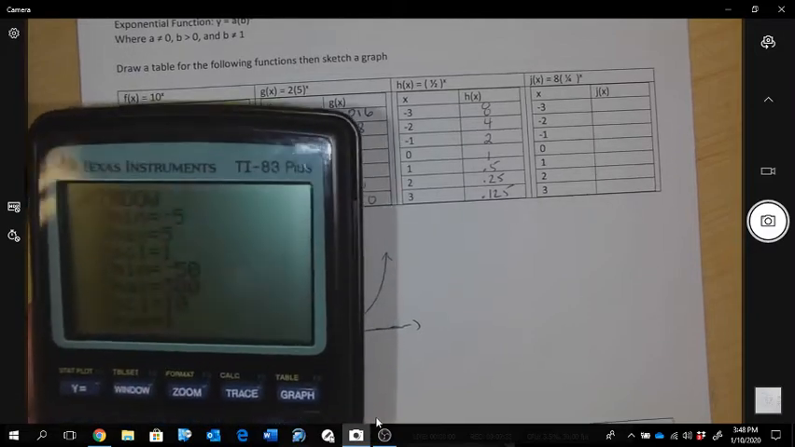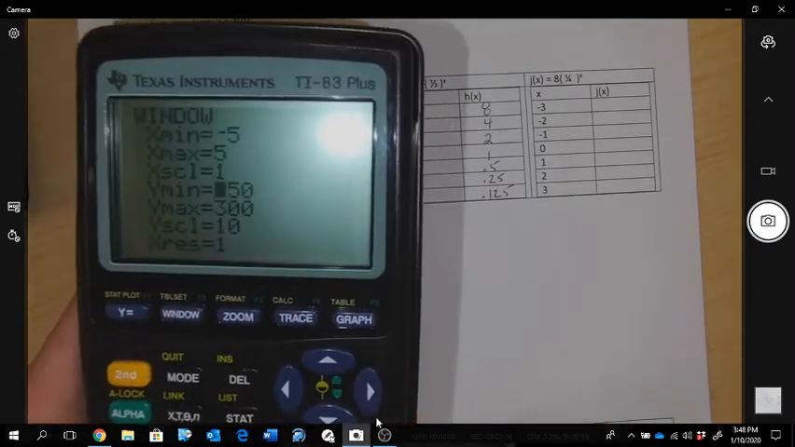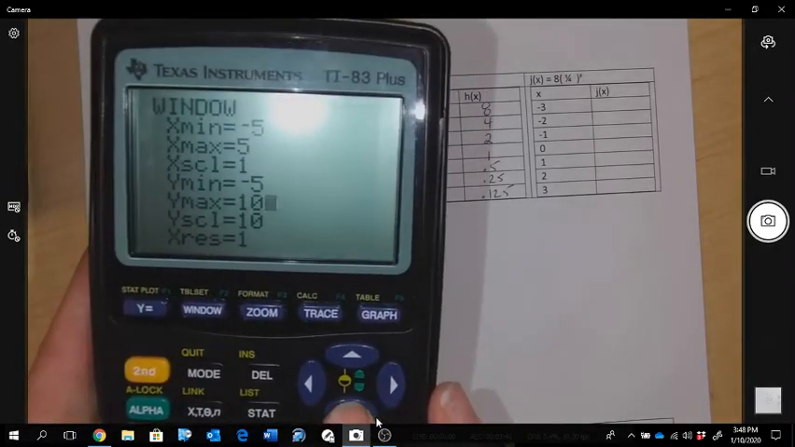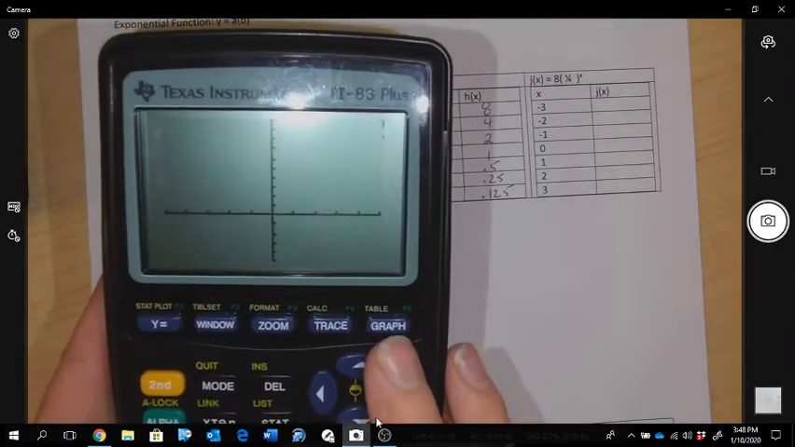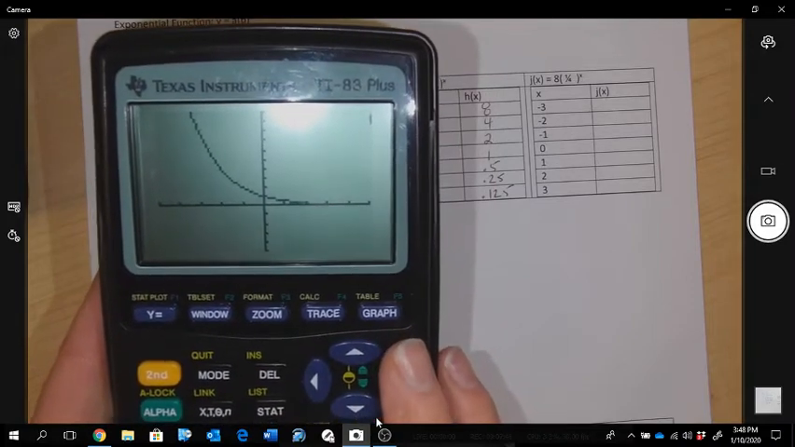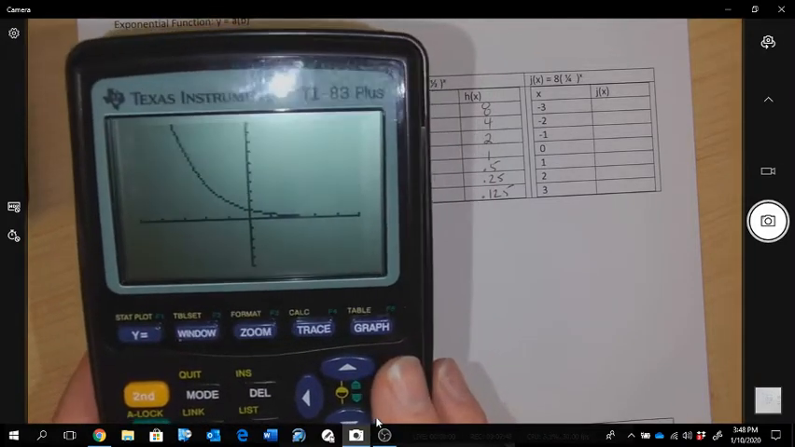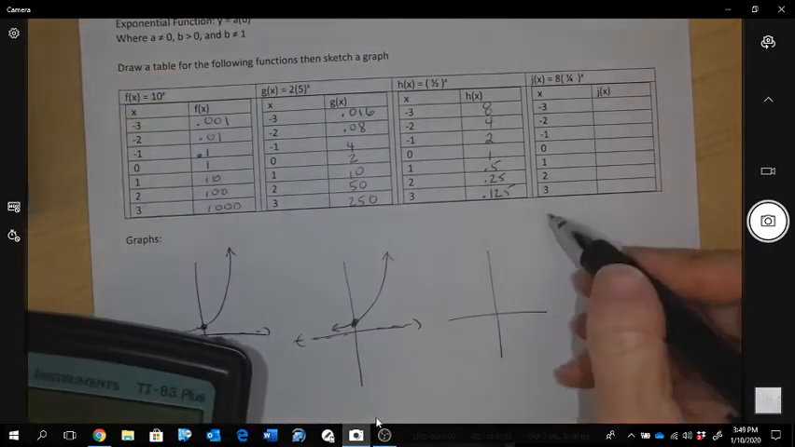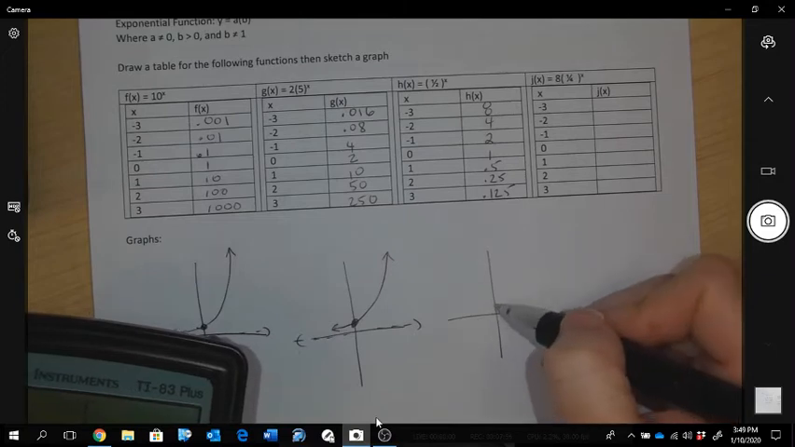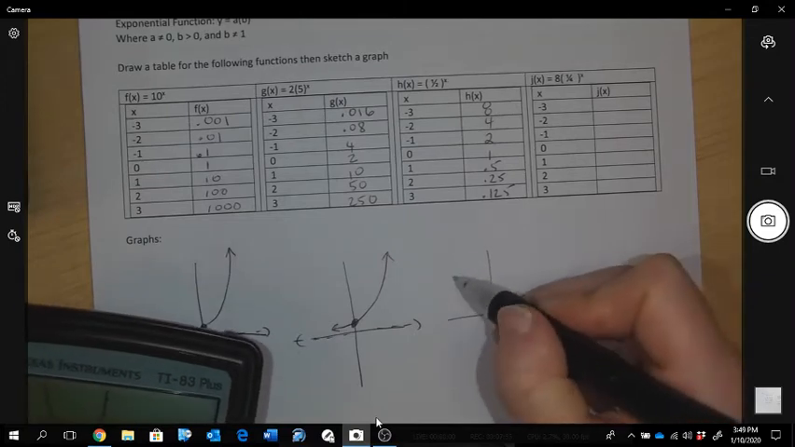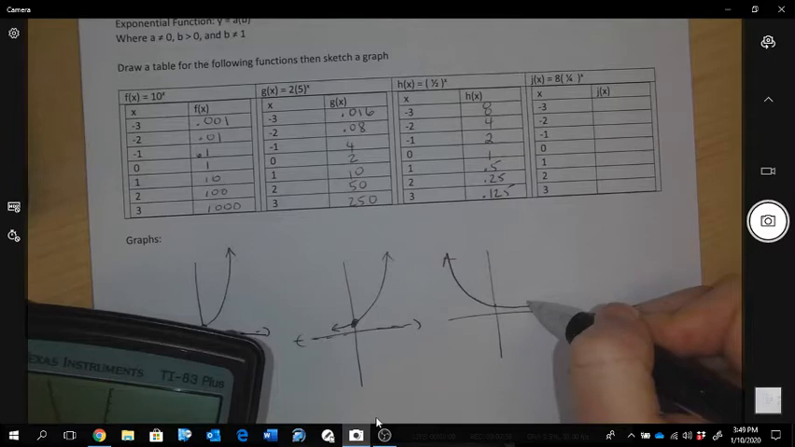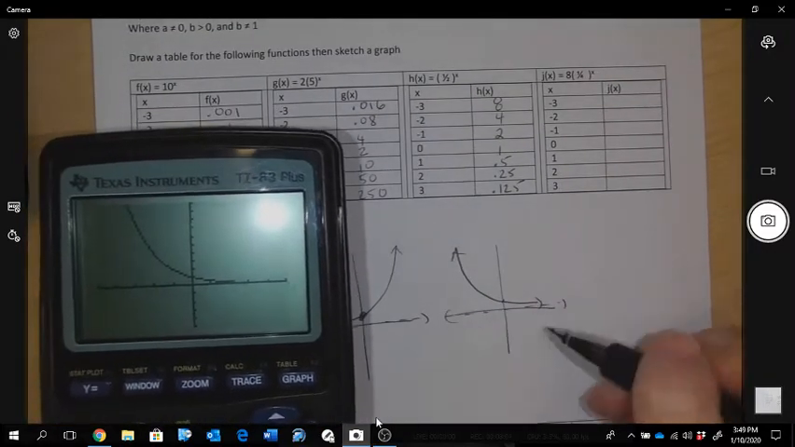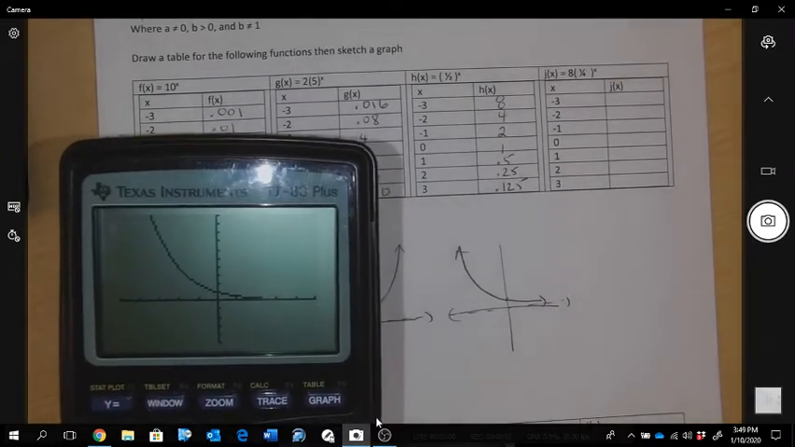I'm going to change my window. I don't need to go very high or low, so negative 5 to 10, up by ones. Graph. So this time, that's what your exponential function looks like. So when before we skyrocketed up, we're going to do that but going backwards. Okay, and similar characteristics, it's not ever going to cross 0.